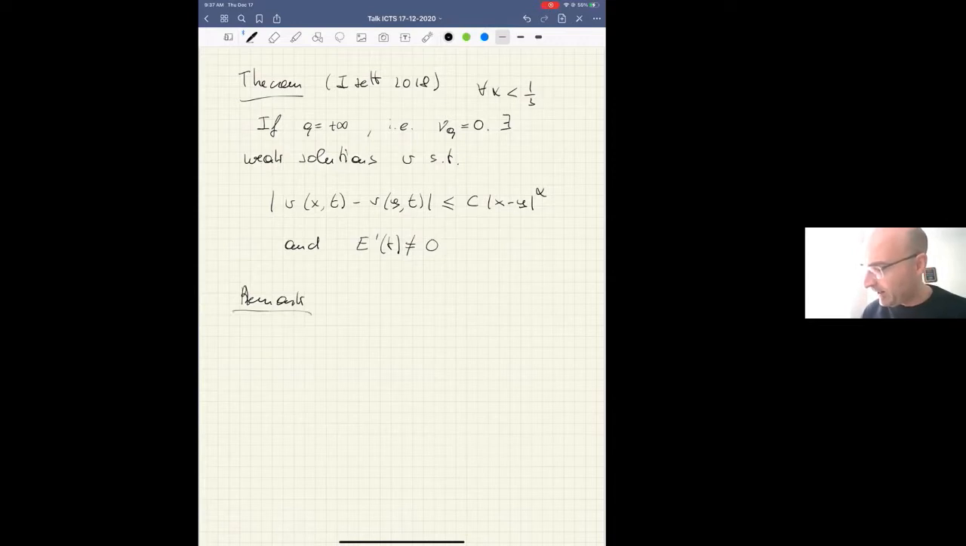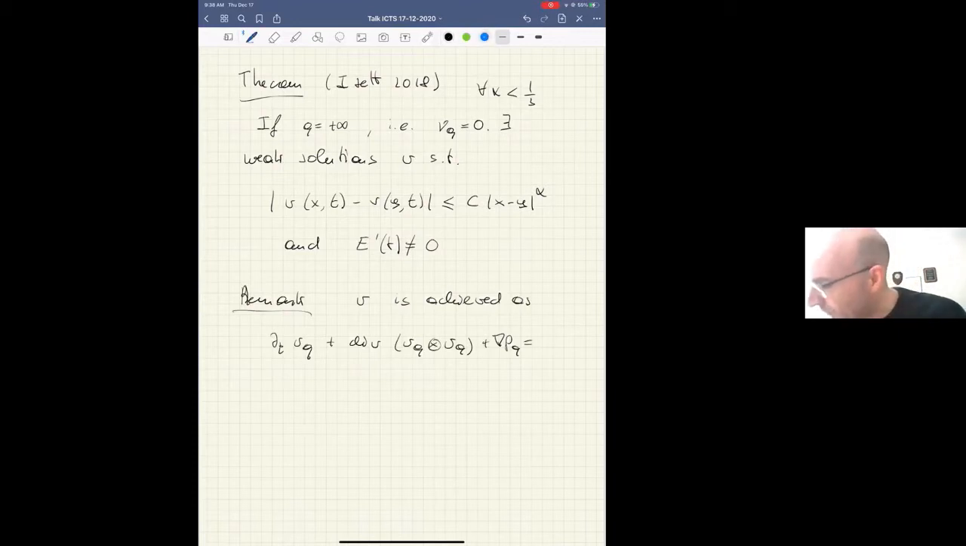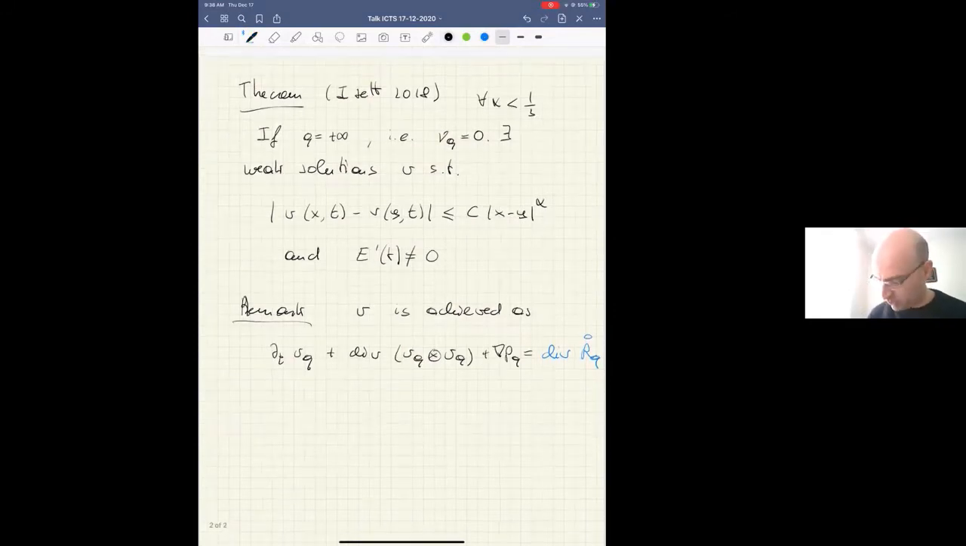So v is actually achieved as a limit of solutions of systems which you already saw written in a few talks. So I have the Euler equations, which I'm going to rewrite in the following way, in a way which I hope is familiar to you. And there's going to be a right-hand side over here, and this right-hand side has the following form. So it is the divergence of some tensor, which I will call R̊_q, okay? And then I have, of course, the usual divergence-free condition.